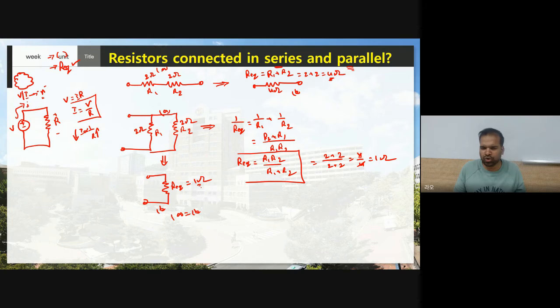Now instead of 2 ohm and 2 ohm, let us consider R1 equal to 4 and R2 equal to 4. In that case, as per this formula, 4 into 4 by 4 plus 4 is 16 by 8, which is 2 ohm. So when the resistors R1 and R2 are 2 ohm each, the equivalent is 1 ohm. When R1 and R2 are 4 ohm each, the equivalent is 2 ohm. So the resistance decreases when the elements are connected in parallel. Now you need to understand how to identify whether these elements are connected in series or parallel.